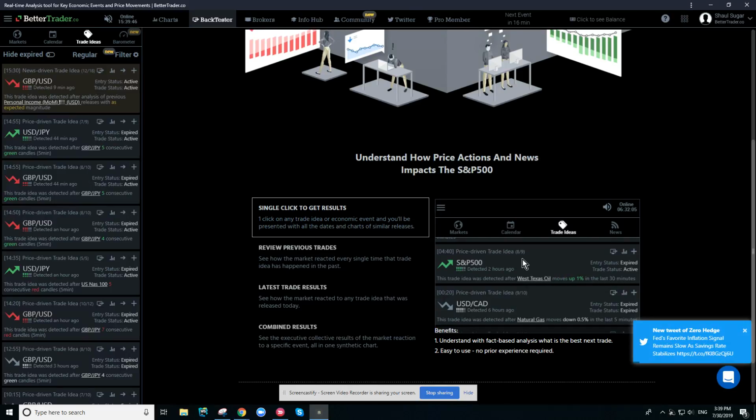Also, you have it here, it says 8 out of 9 times. What does that mean? That means 8 out of 9 times when this situation happened, it reached its profit target. One time, it reached its stop loss.